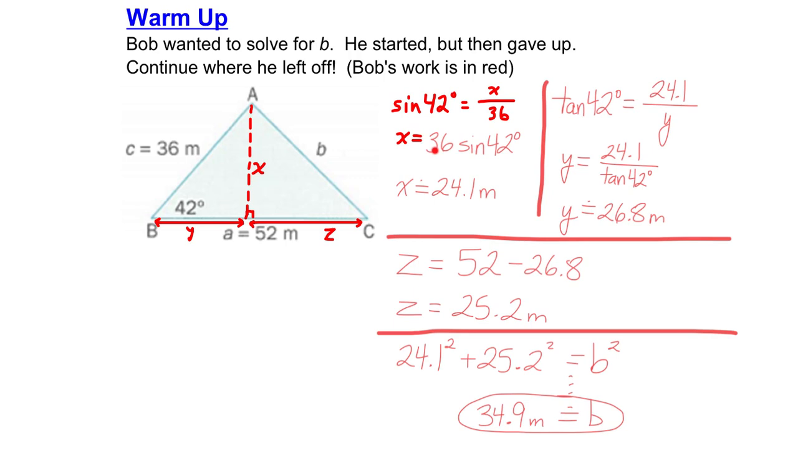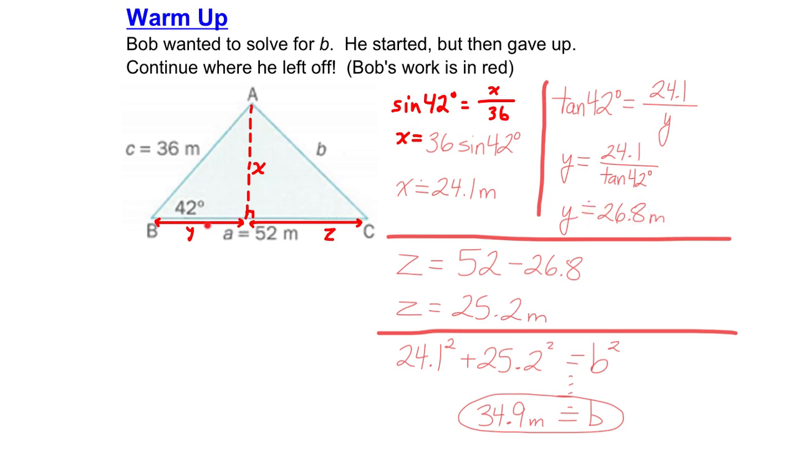When I solve for x, I do 36 multiplied by the sine of 42, and I get 24.1 meters. That's this side length. Now, also in the small triangle, if I want to solve for this side length, y, I'll do tan 42 equals opposite over adjacent, x over y. Well, I know what x is. It's 24.1. So when I solve for y, it's 24.1 divided by tan 42, and that's 26.8 meters.